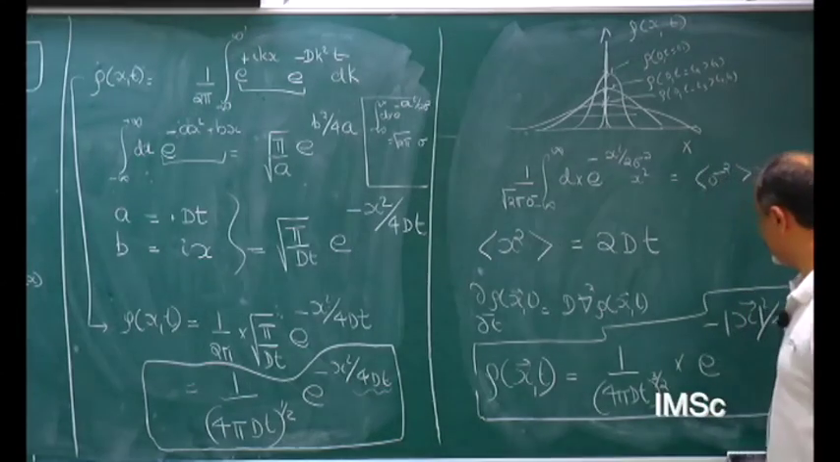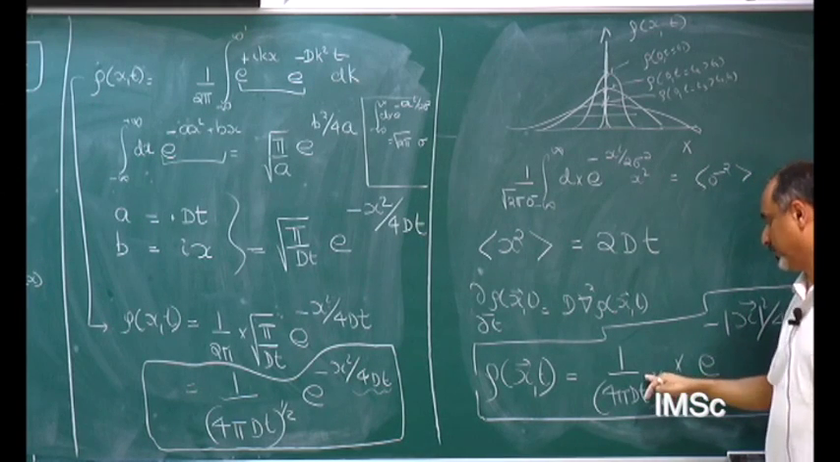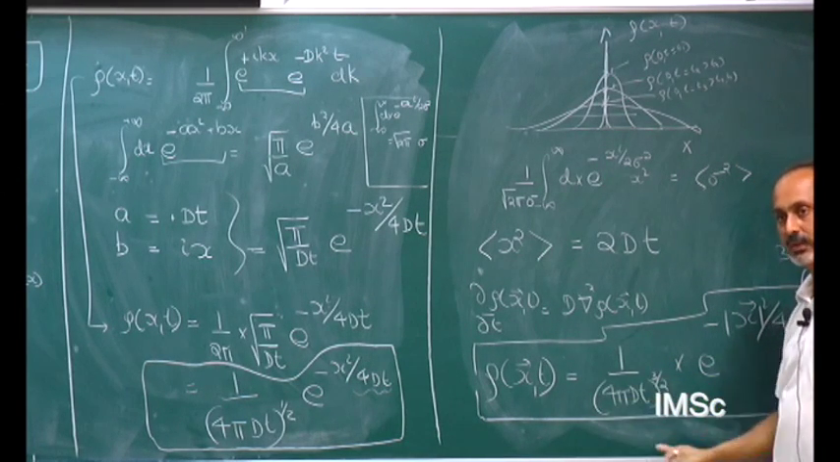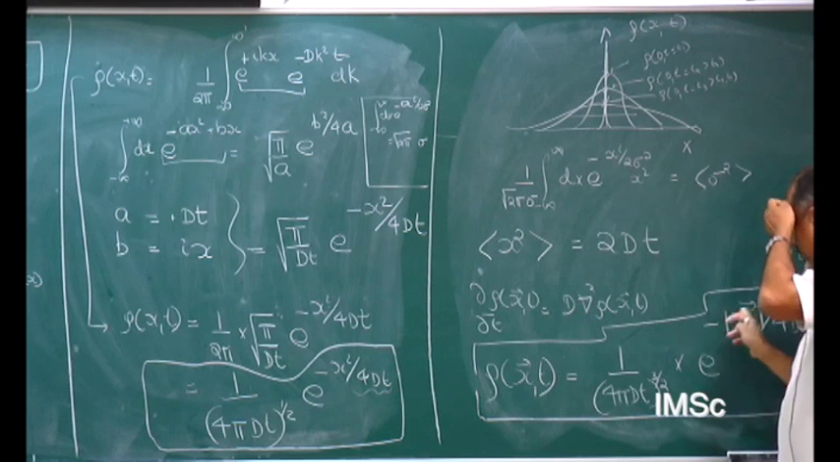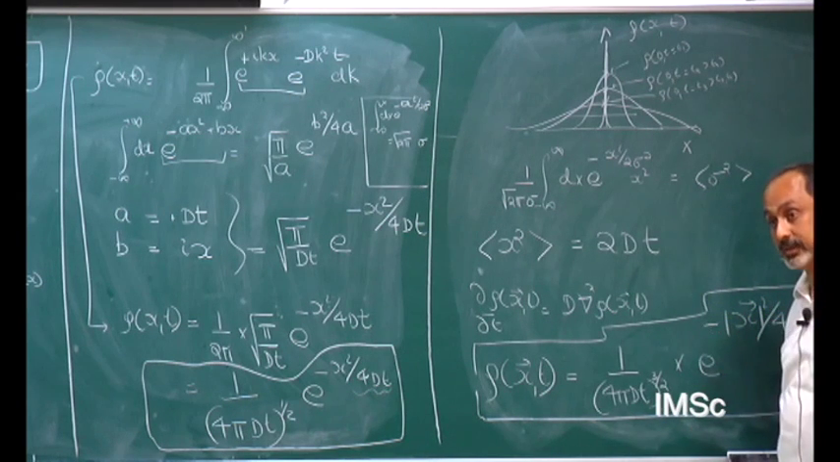And in general, if it was in 2 dimensions, this would be 2 by 2. In 4 dimensions, it would be 4 by 2, etc. That's the only place where the dimension comes in. Otherwise, this part looks very much the same as the other part.